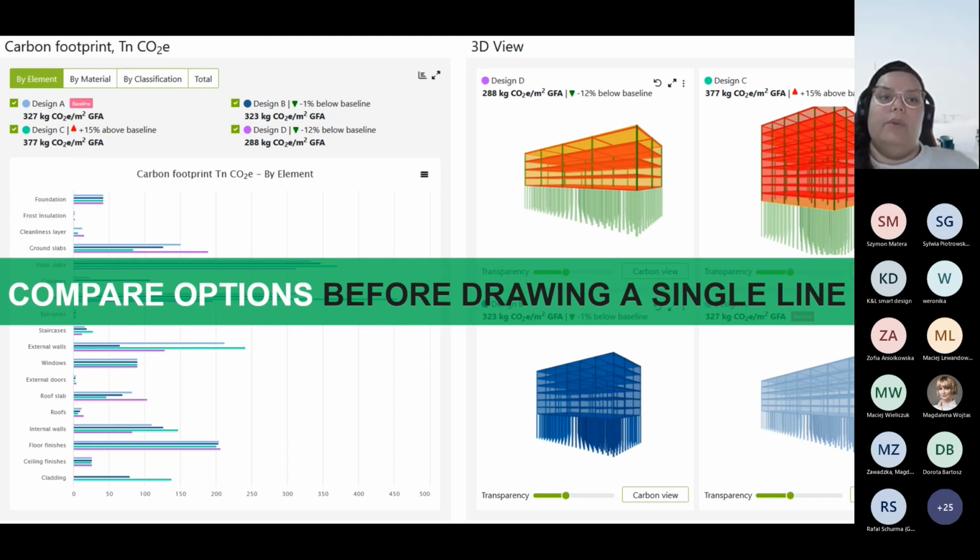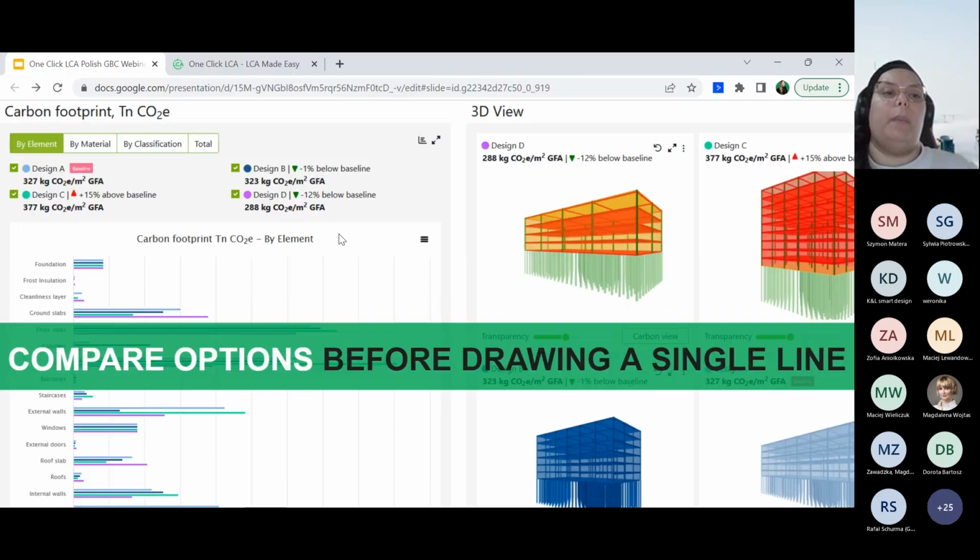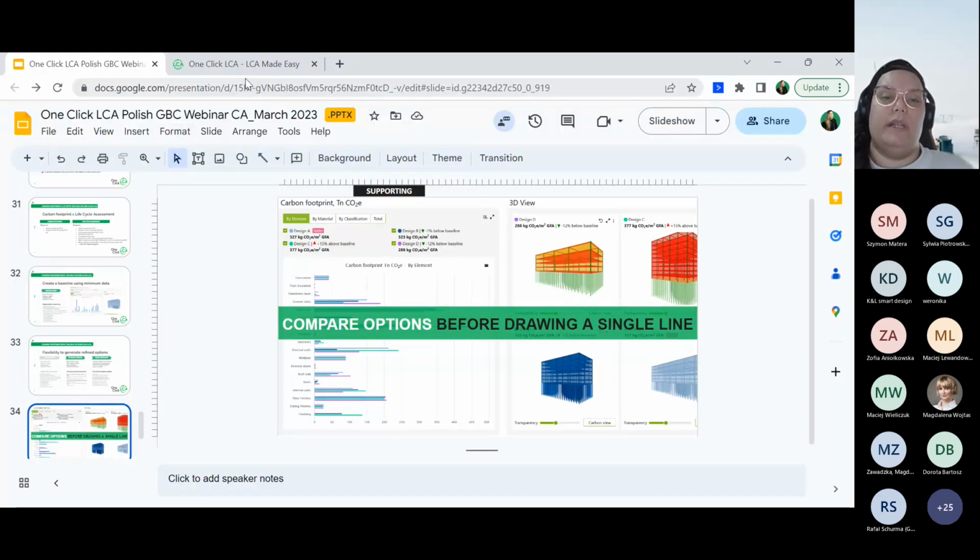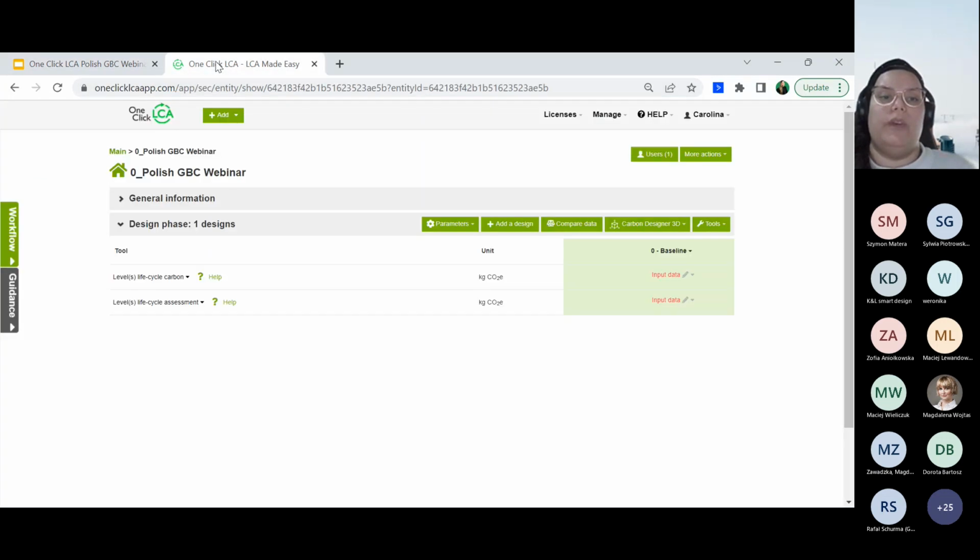So right now, we will go to One Click LCA, and then we will see how this tool works. Here I have a project that I created for our meeting today. And in here, we will now click on the Carbon Designer 3D tool, which is the tool that I was just referring to, the early design assessment tool.